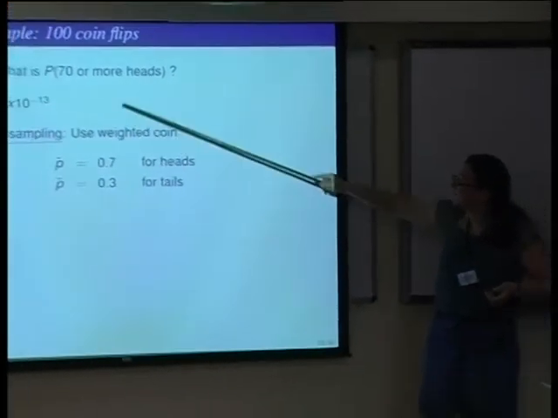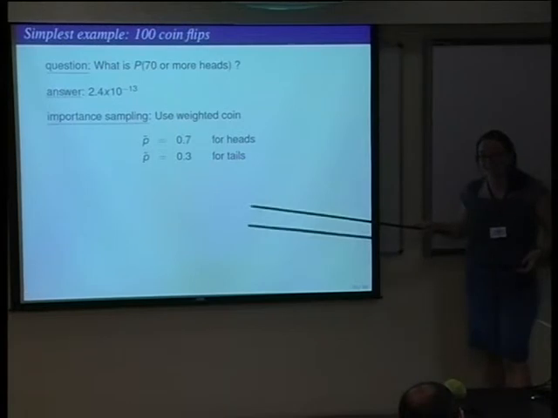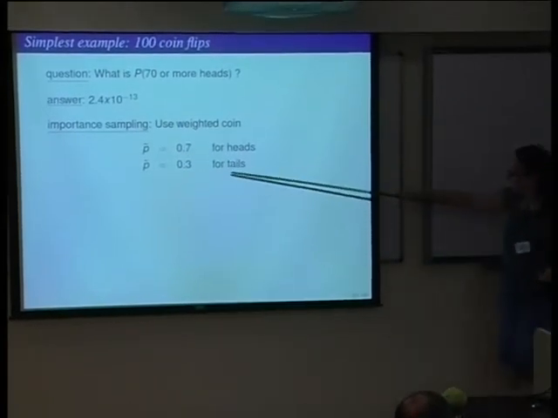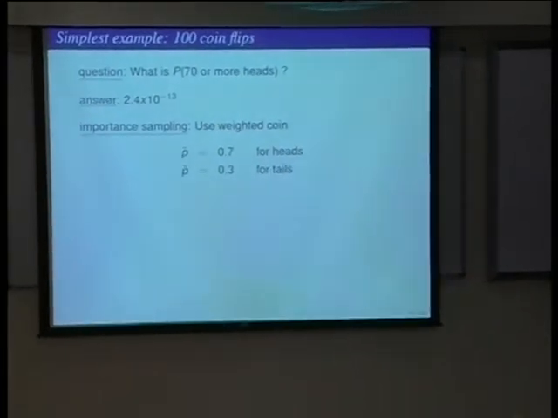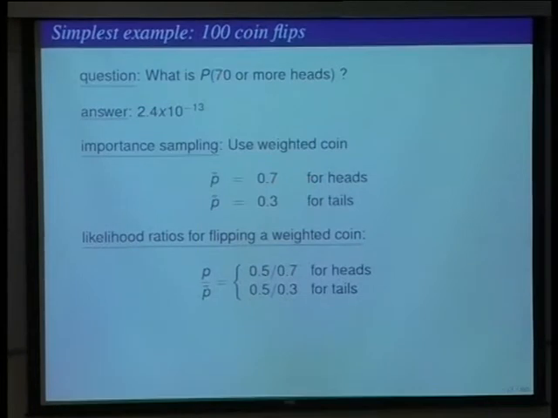So I want to get heads 70% of the time. I'm going to use a coin that's weighted to give me heads 70% of the time. So the probability that I get heads is 0.7. The probability that I get tails is 0.3. And now I need these likelihood ratios.